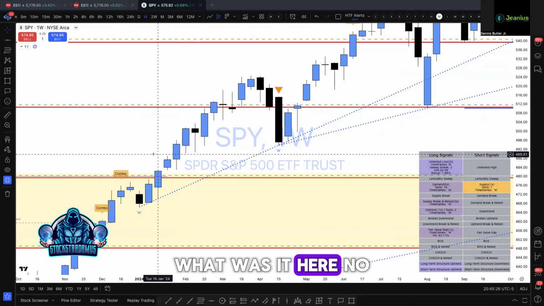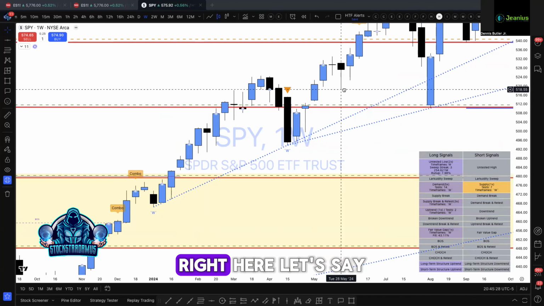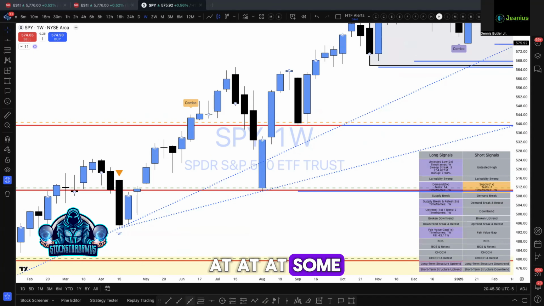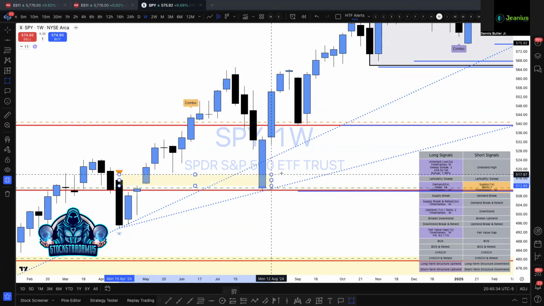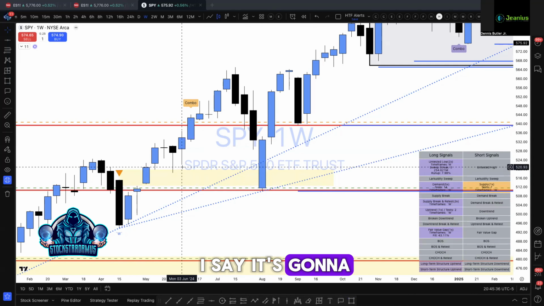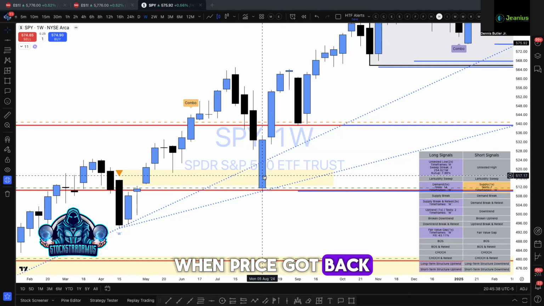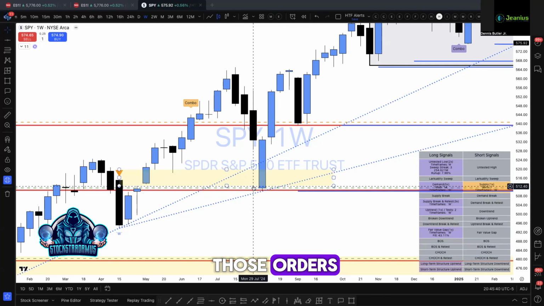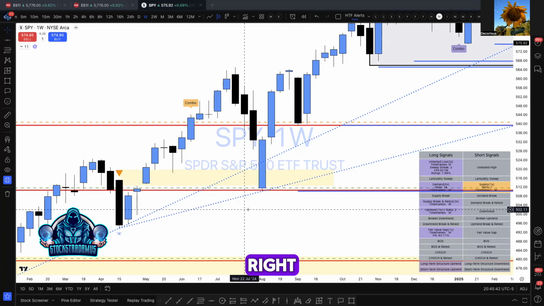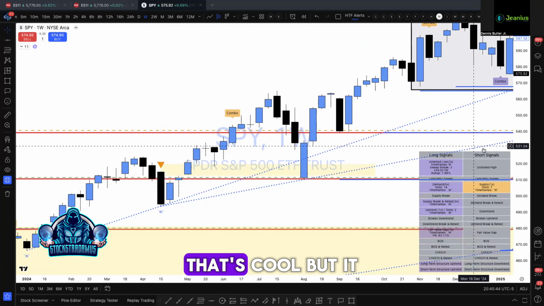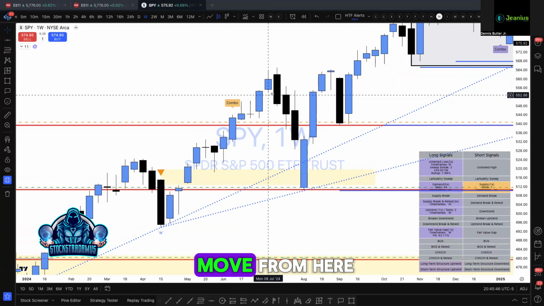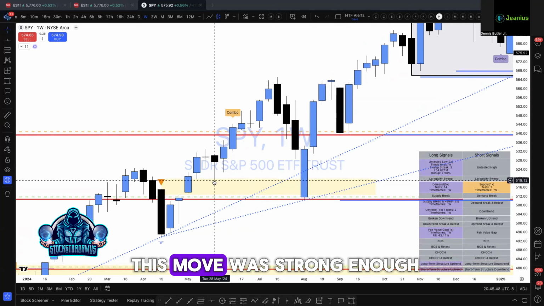What was it here? Oh, right here. Let's say at some point in time. This is gonna be a good example, and the only reason I say that is because look what happened when price got back into it. It came and closed out the rest of those orders. But it did make a nice move from here. So we'll just say this move was strong enough.